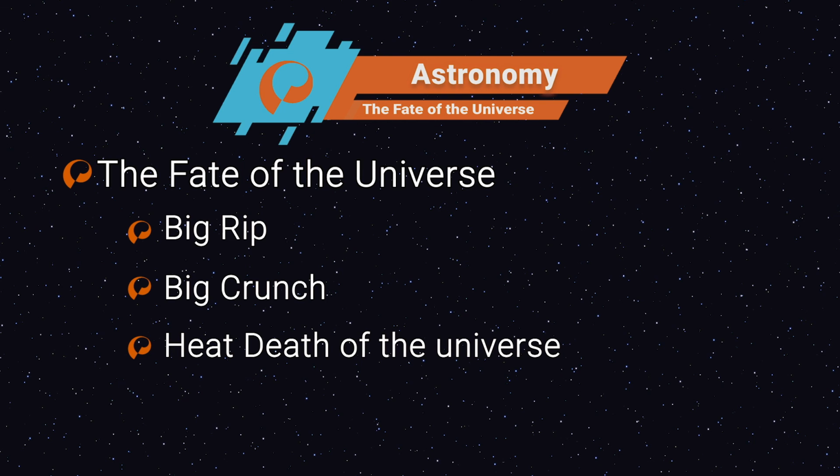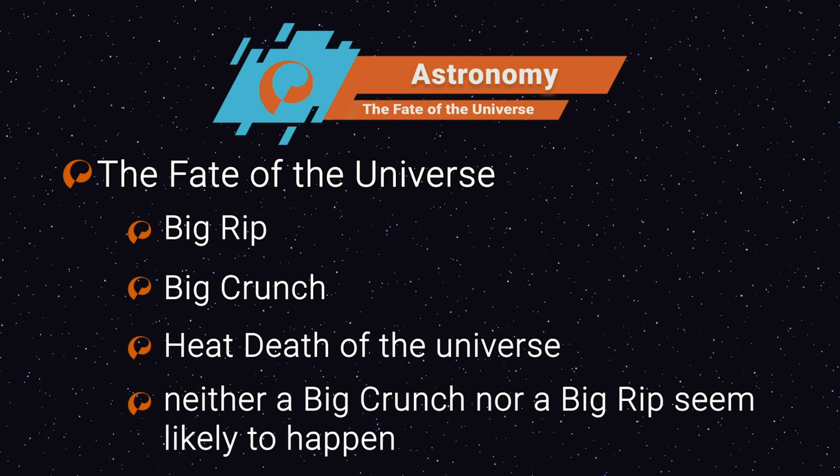This means that expansion will slow but never stop. Eventually, all matter and energy in the universe is distributed evenly over an infinite space, leading to the heat death of the universe. Current observations show that the universe is very flat, meaning that neither a big crunch nor a big rip seem likely to happen.